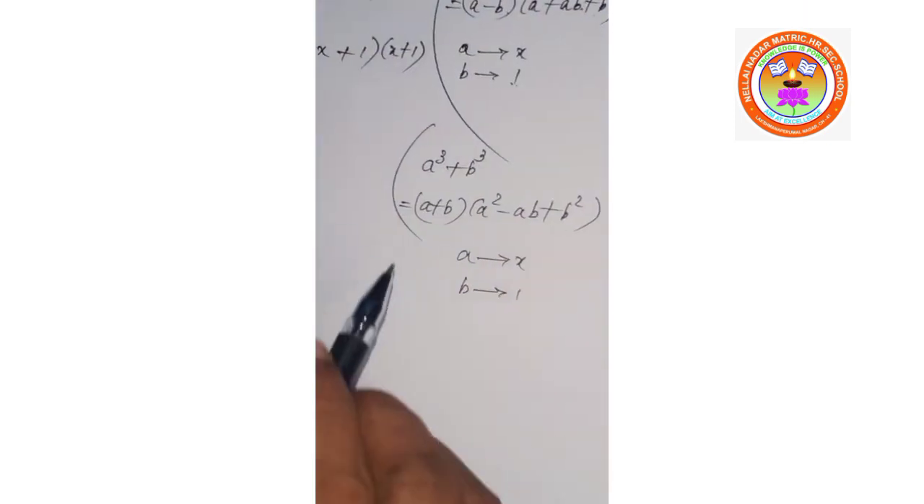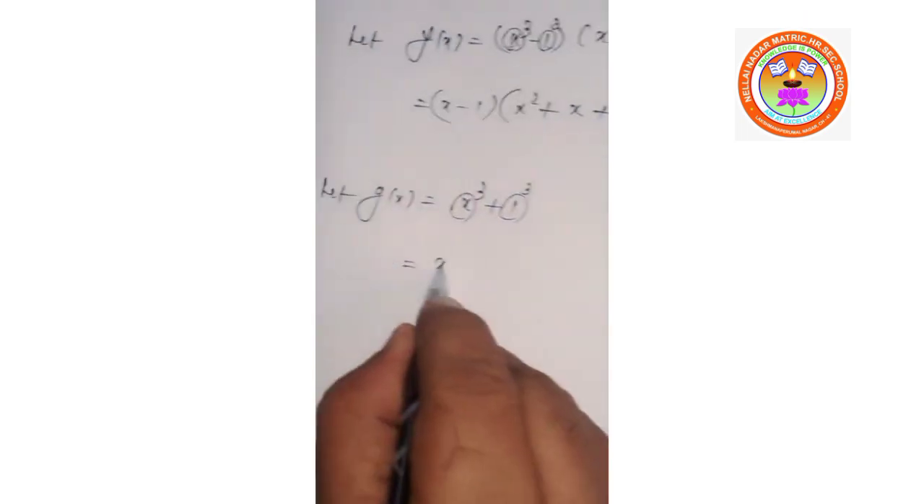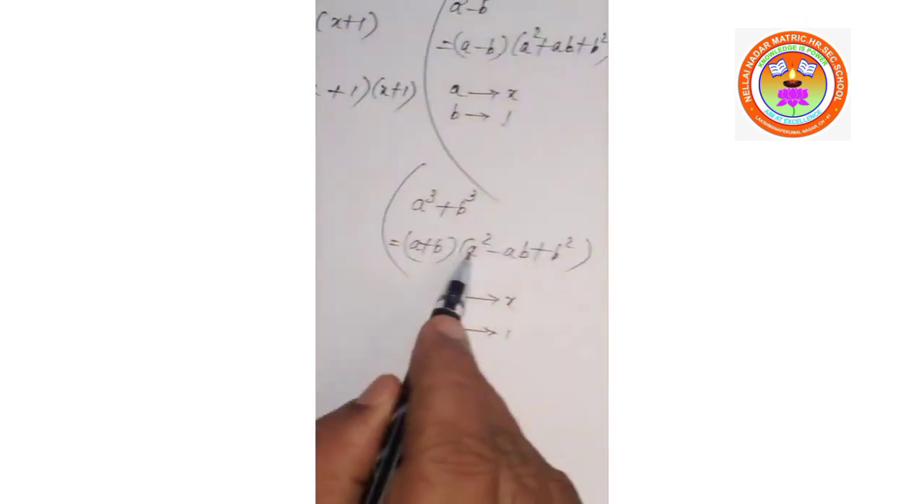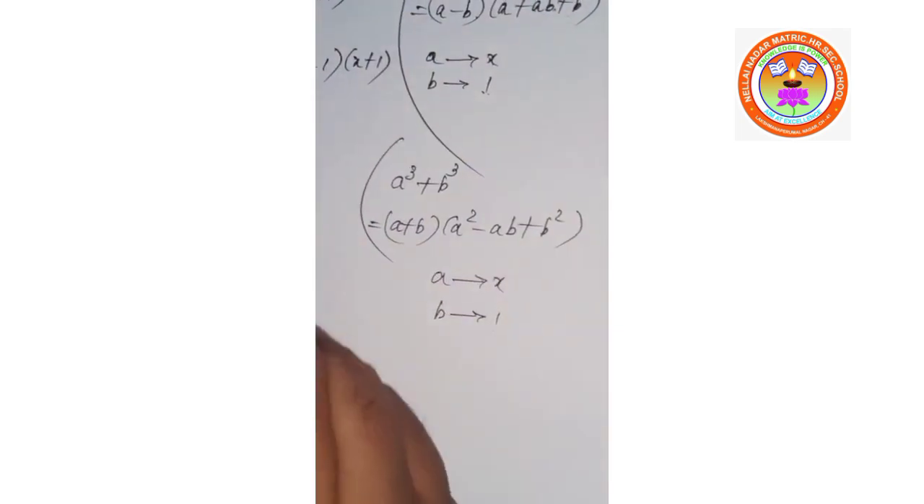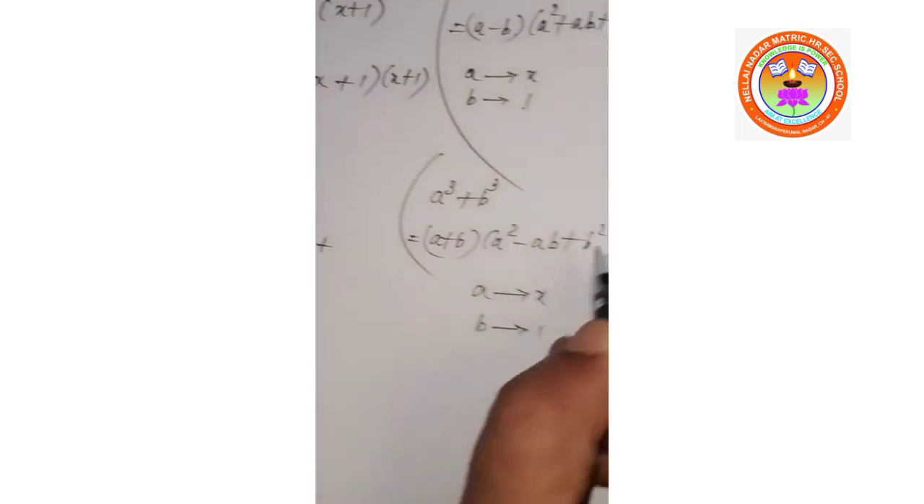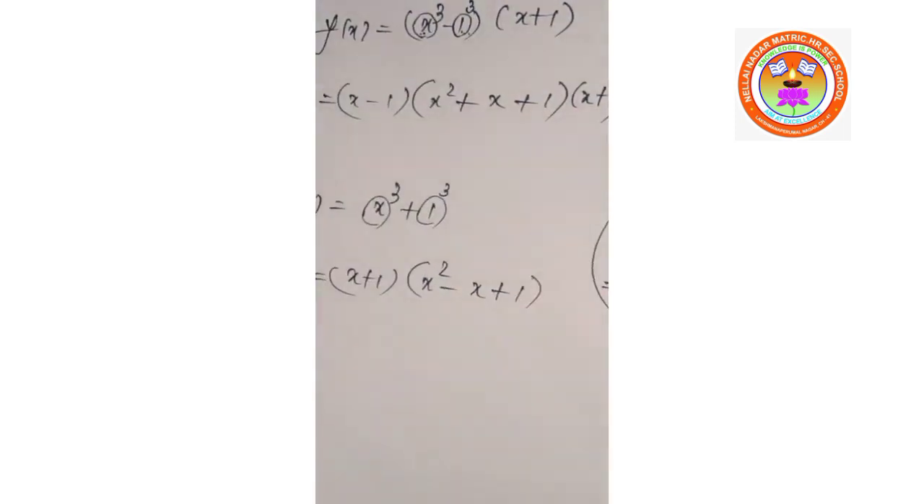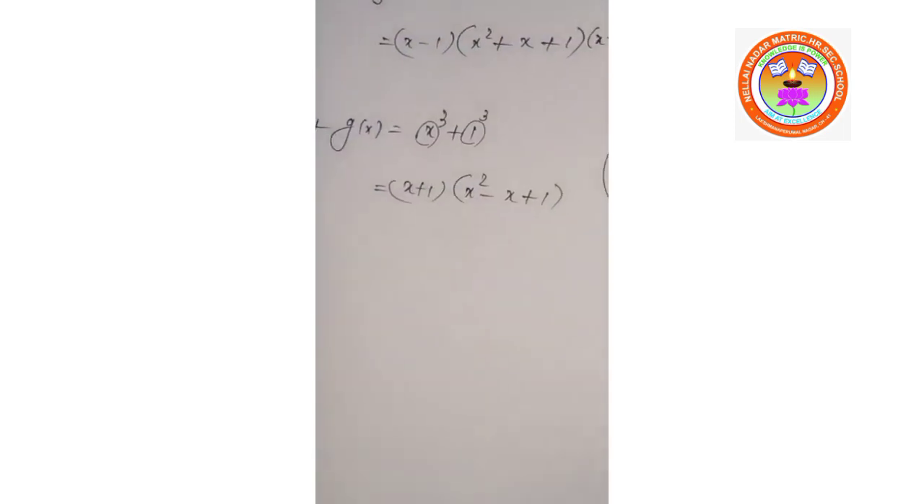Substitute over here. a plus b is x plus 1. a squared is x squared. a into b is x into 1, which is x. b squared is 1 squared, which is 1. Now g of x is also over.